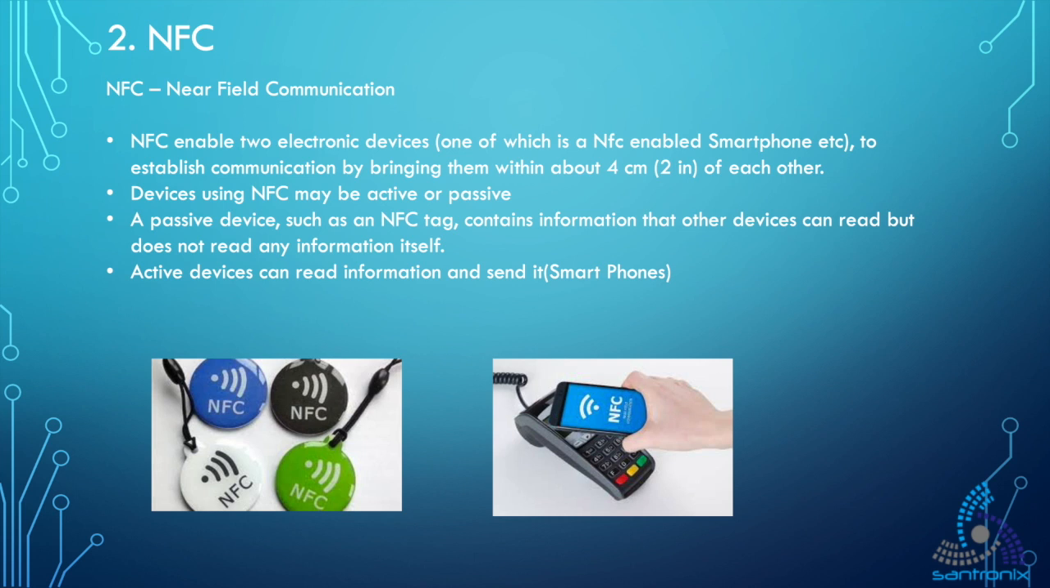Again, NFC could be active or passive depending on the configuration. The passive devices such as NFC tags contain information which can be read by a reader, and active devices can read information and send it, for example a smartphone. You can see some photographs here of NFC enabled tags, and NFC enabled payment is also available. If your smartphone already has NFC and you have a wallet application installed, you can do the payment with just an easy tap on the NFC enabled payment readers.